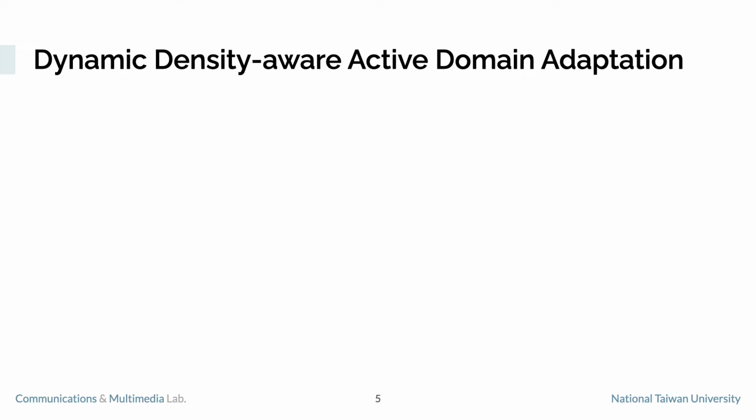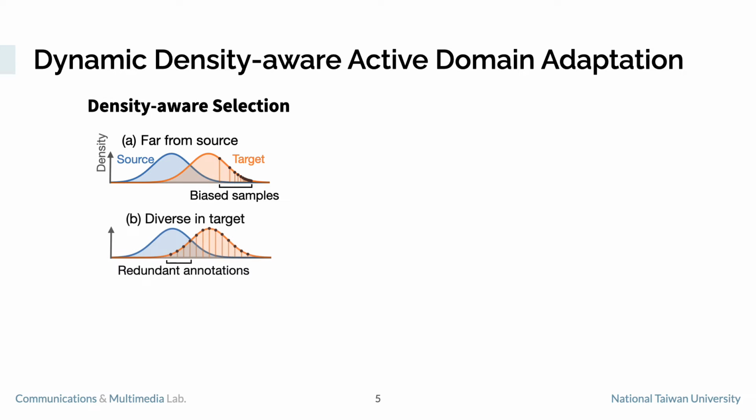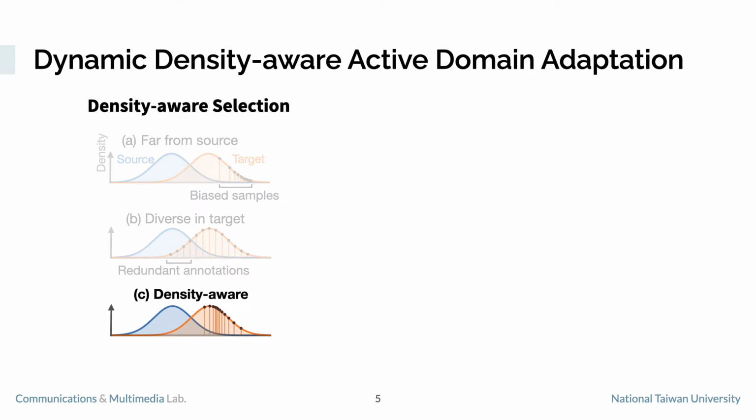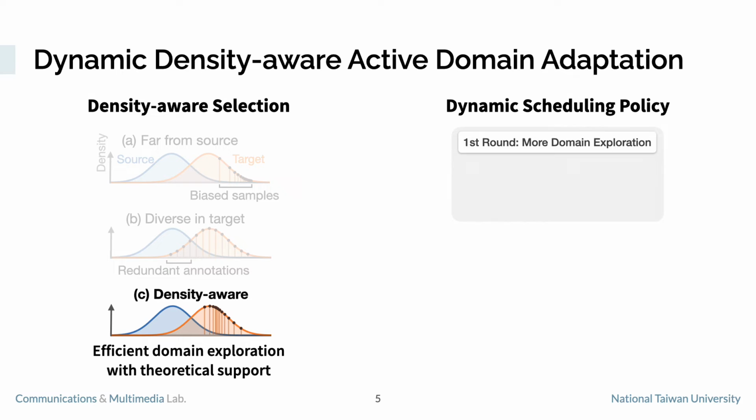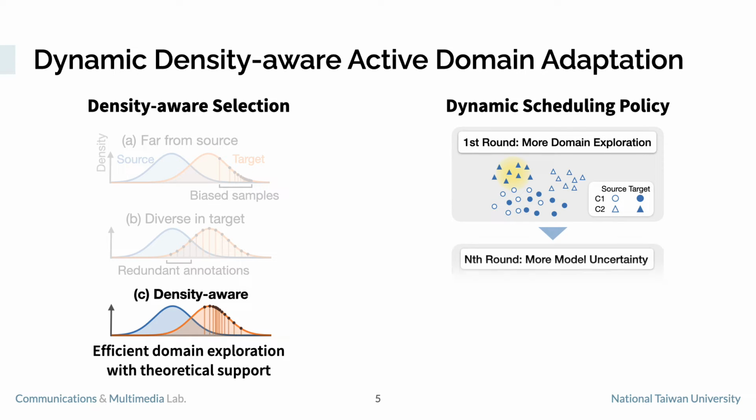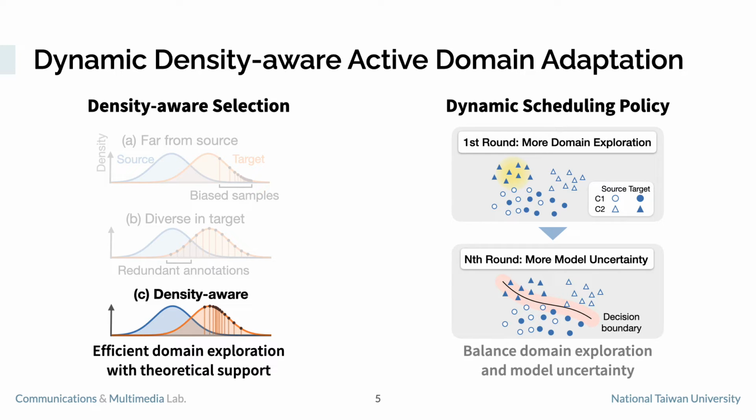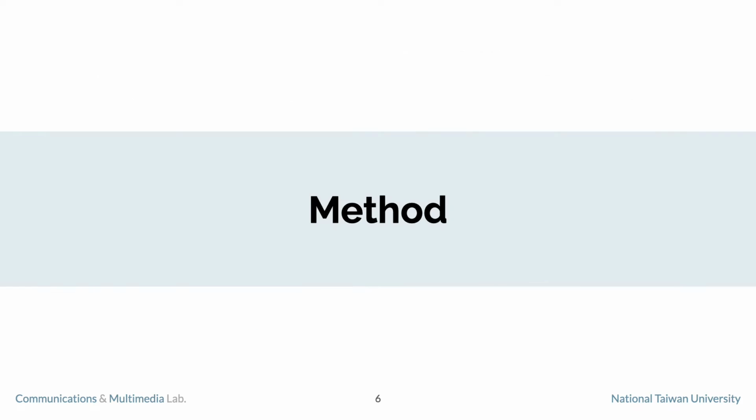In this work, we introduce the dynamic density-aware active domain adaptation. First, our density-aware selection solves the problem of existing exploration methods, with theoretical support. Second, our dynamic scheduling policy adjusts the labeling budget of domain exploration and model uncertainty, further improving the labeling efficiency. We later introduce the two components respectively.